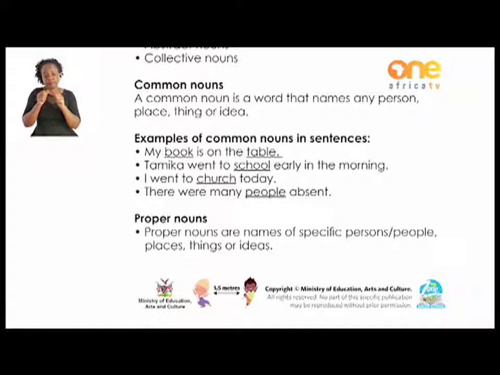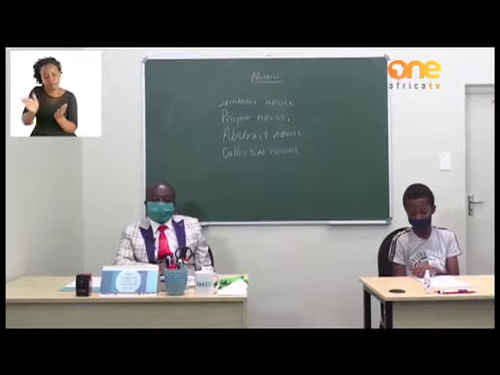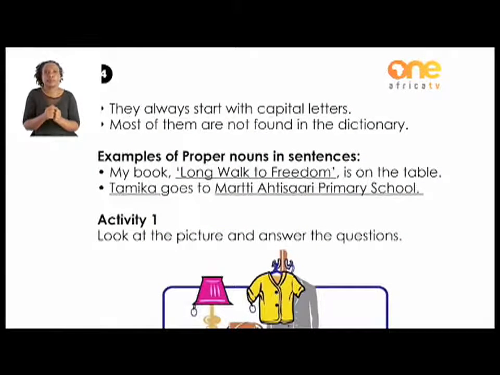Right, let's move to proper nouns. Proper nouns are names of specific persons or people, places, things, or ideas. Let's turn to the next page, page 4. They always start with capital letters. These are proper nouns. They always start with capital letters. Most of them are not found in the dictionary.